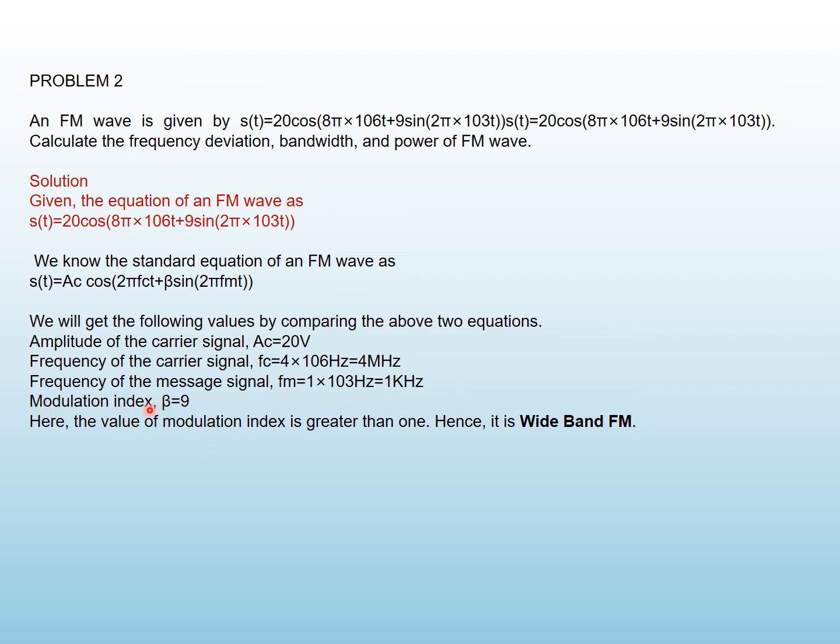Now finding the modulation index. Modulation index beta, this is your beta value. Here is sine. Before the sine you have got this beta. Beta here it is 9. Since beta has got a very high value, that is greater than 1, it is said to be wideband FM. In the previous problem beta was 0.1, it is less than 1, so we took it as narrowband FM. Here beta is 9, so it is greater than 1, so you declare this as a wideband FM.